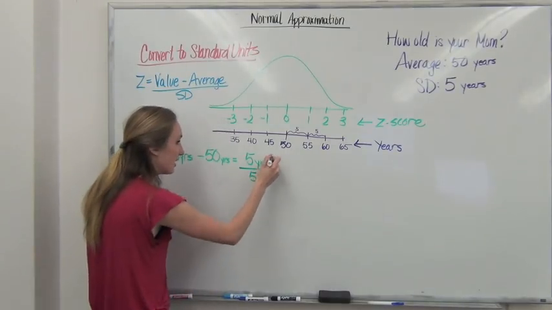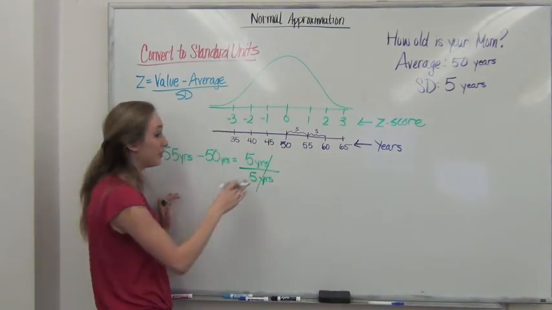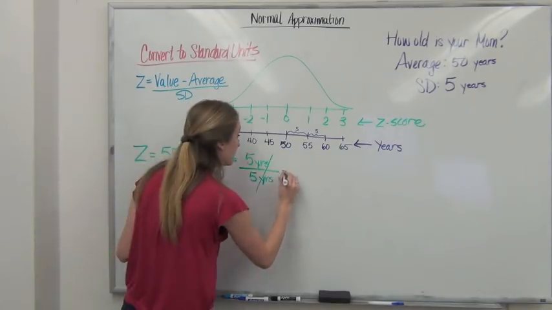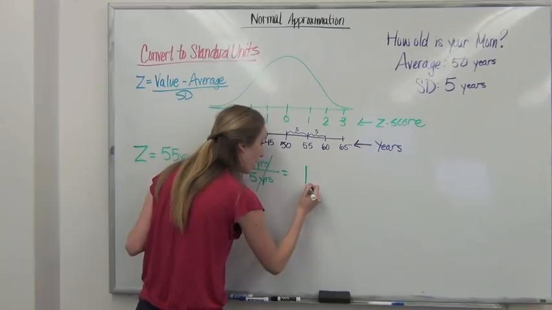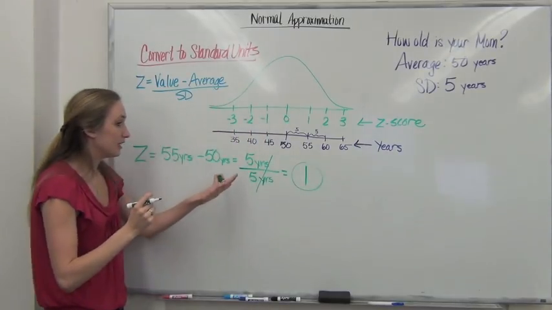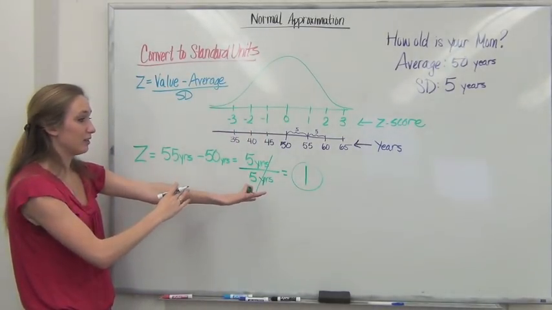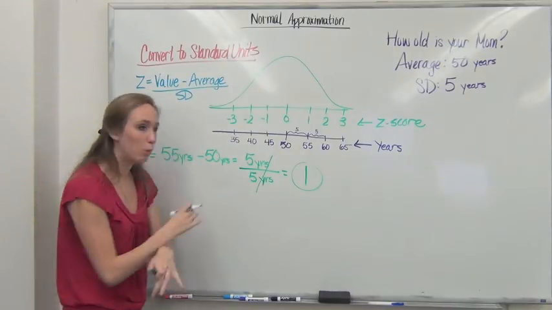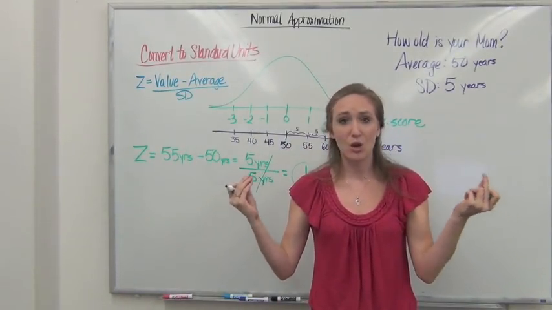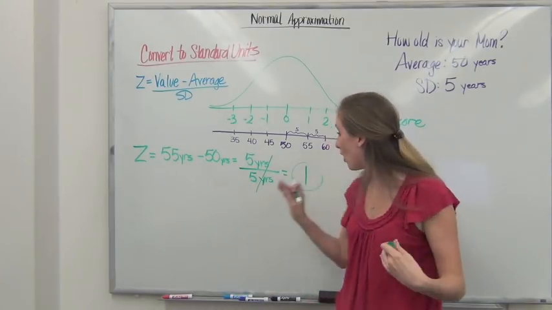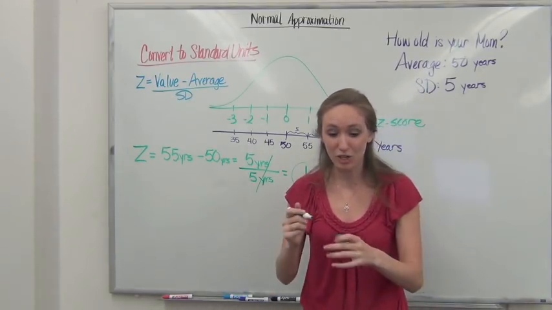So you see, years cancel out. We have years on the top and the bottom, resulting in a z-score of 5 divided by 5, which is 1, without any units, right? It's just 1. That applies to anything. One standard unit, which is 1 standard deviation above average.